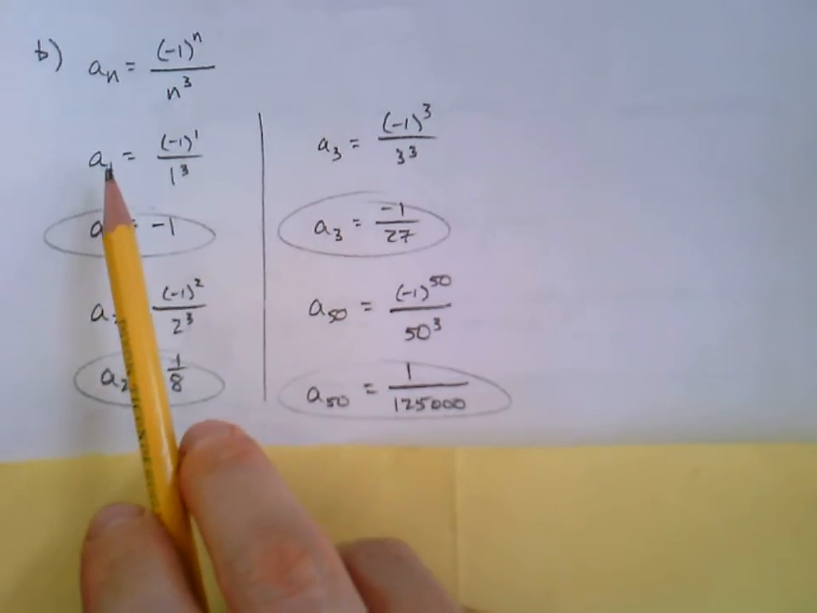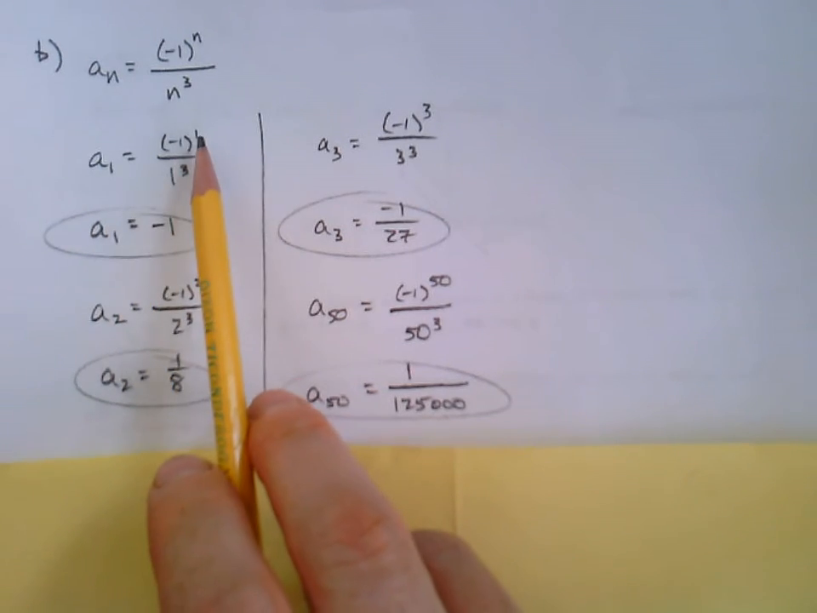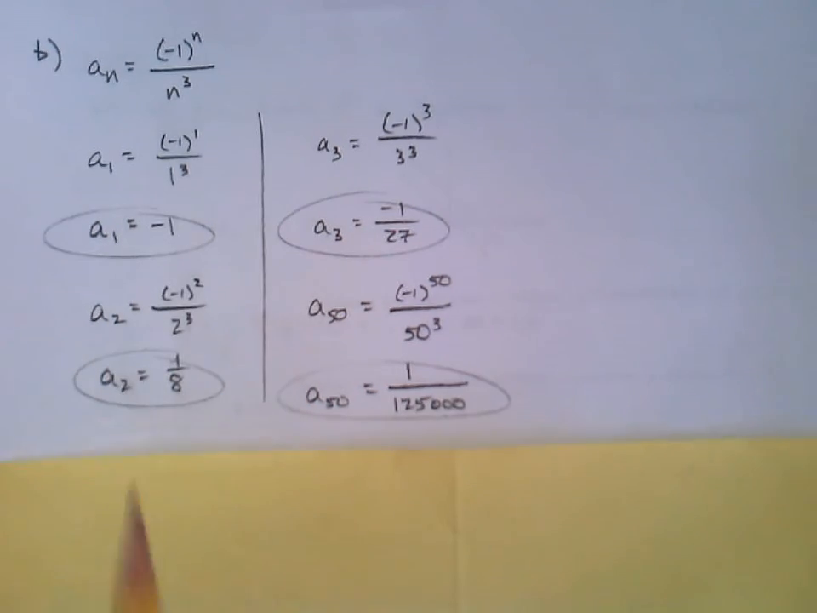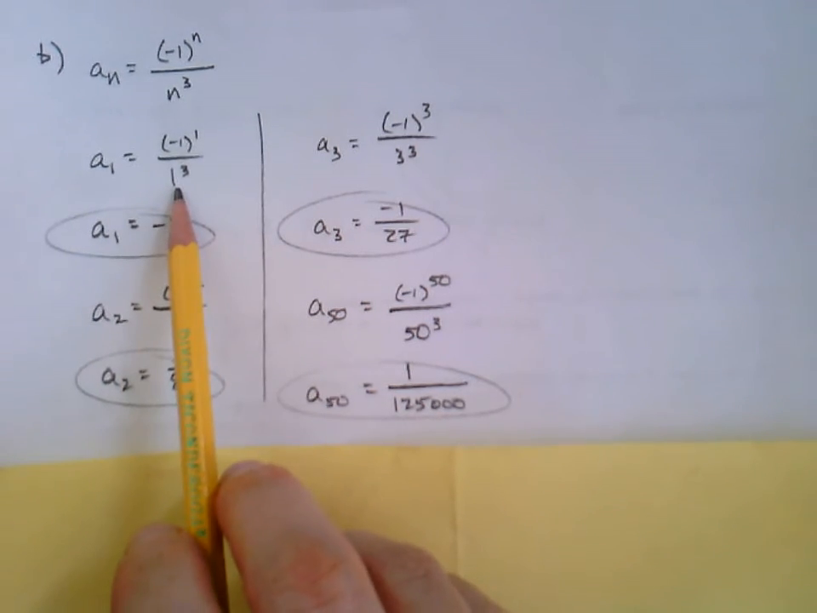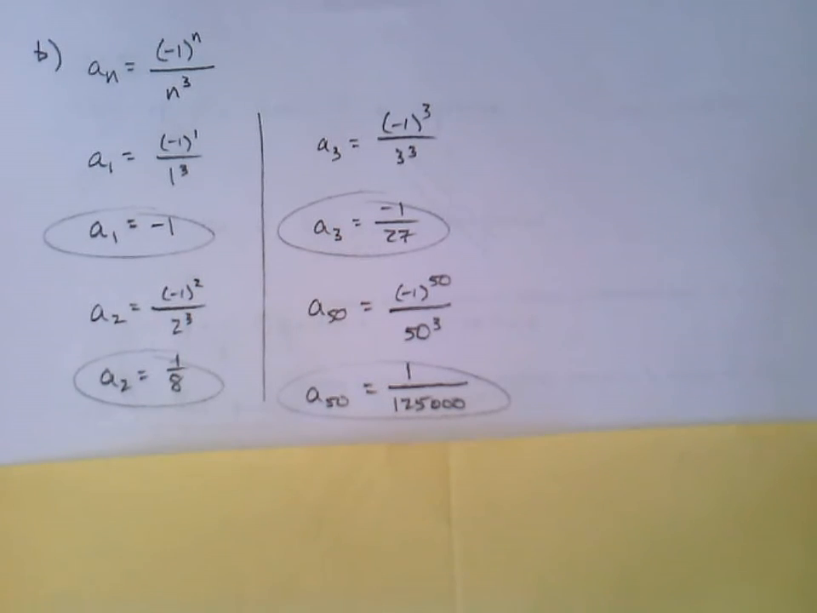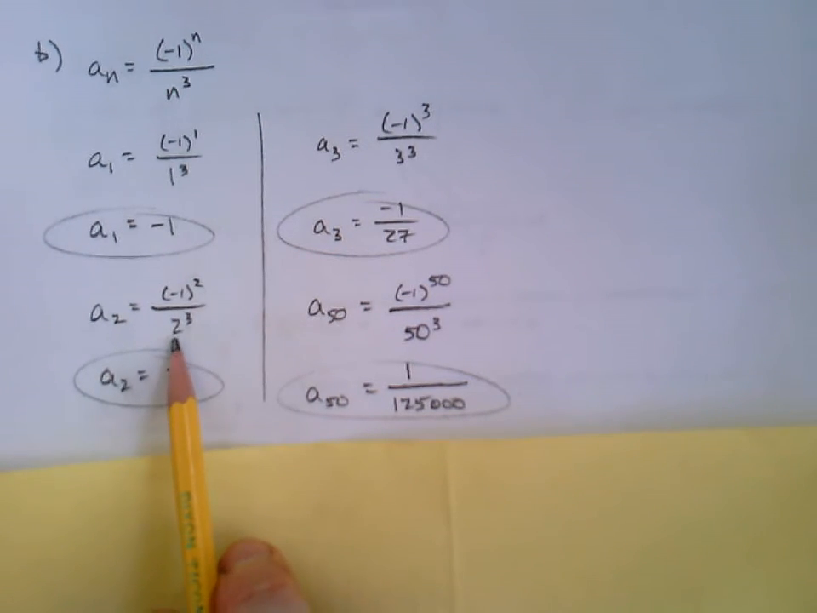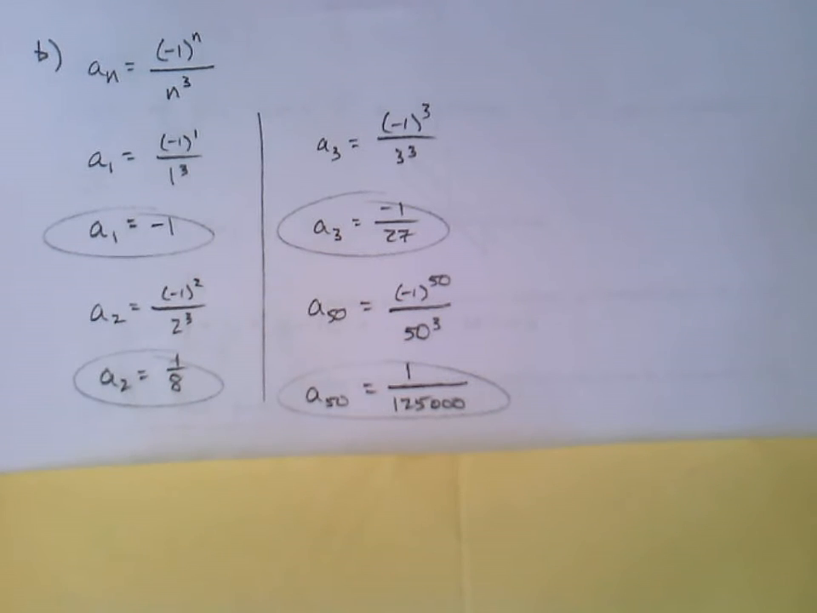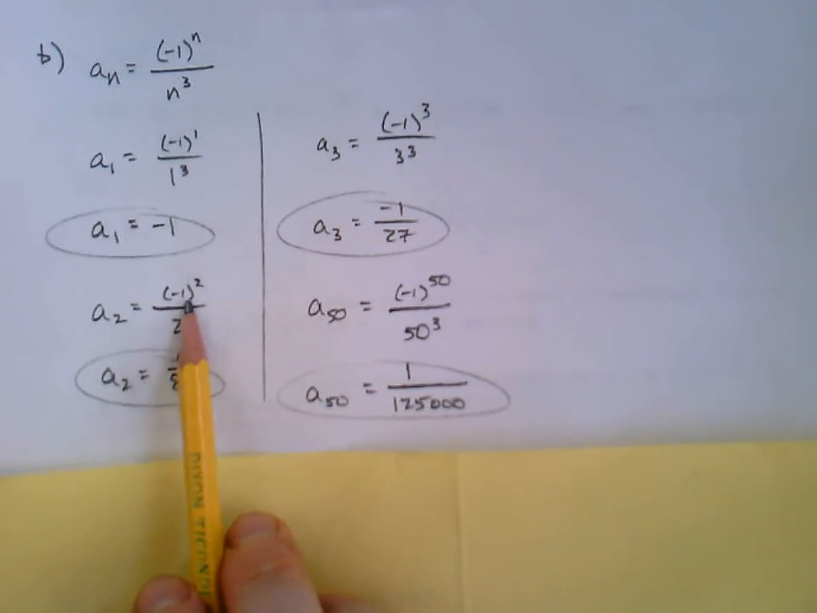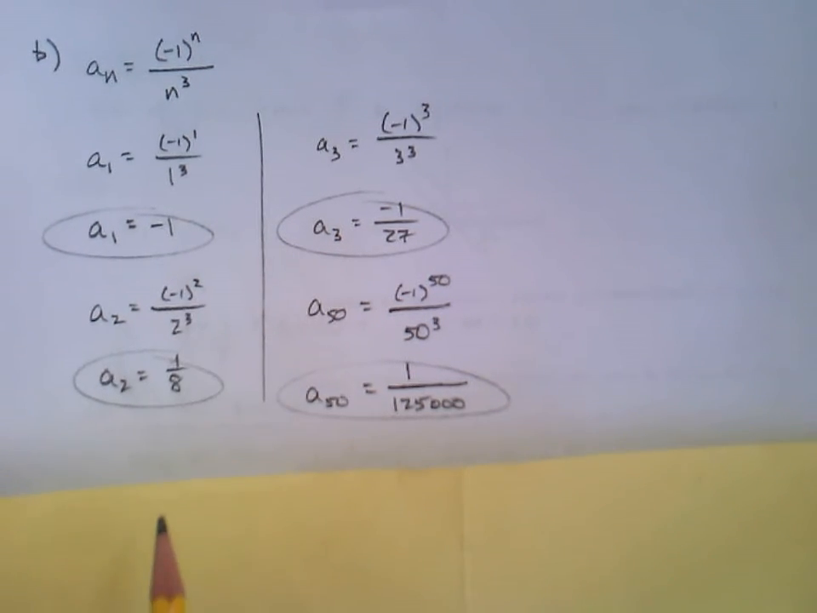So a1, I put a 1 in for the n there and the n there. Negative 1 to the first over 1 to the third. Well, that's just going to be negative 1 divided by 1, negative 1. How about the second term? Negative 1 to the second power divided by 2 to the third. Well, negative 1 squared is positive 1, right? And 2 to the third is 8.